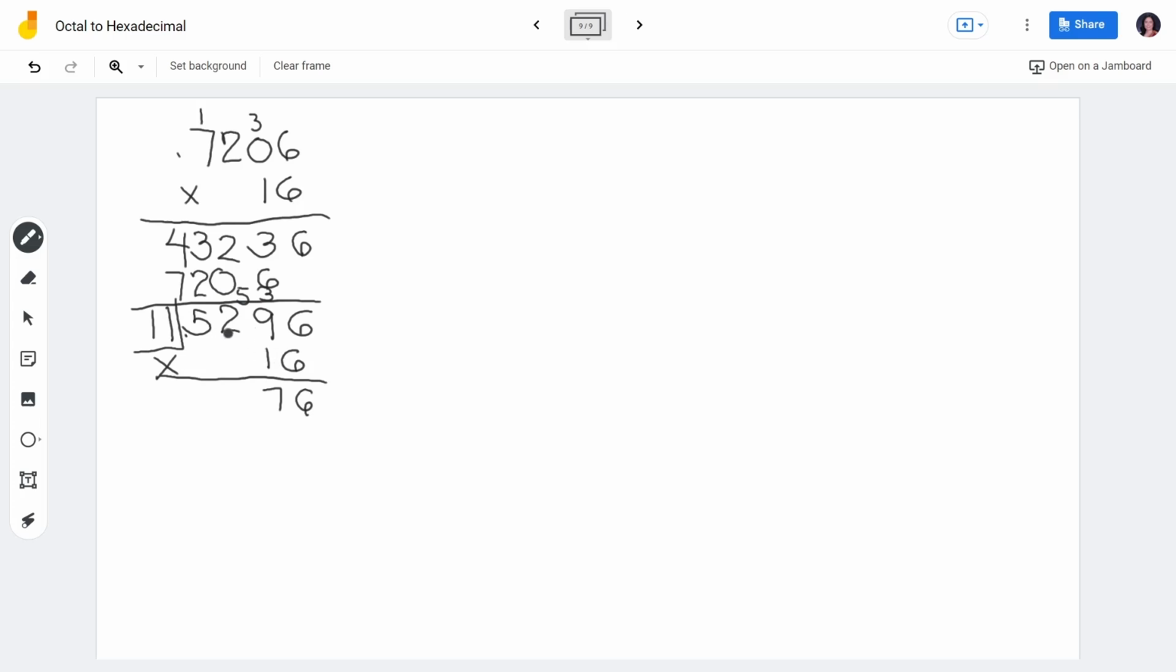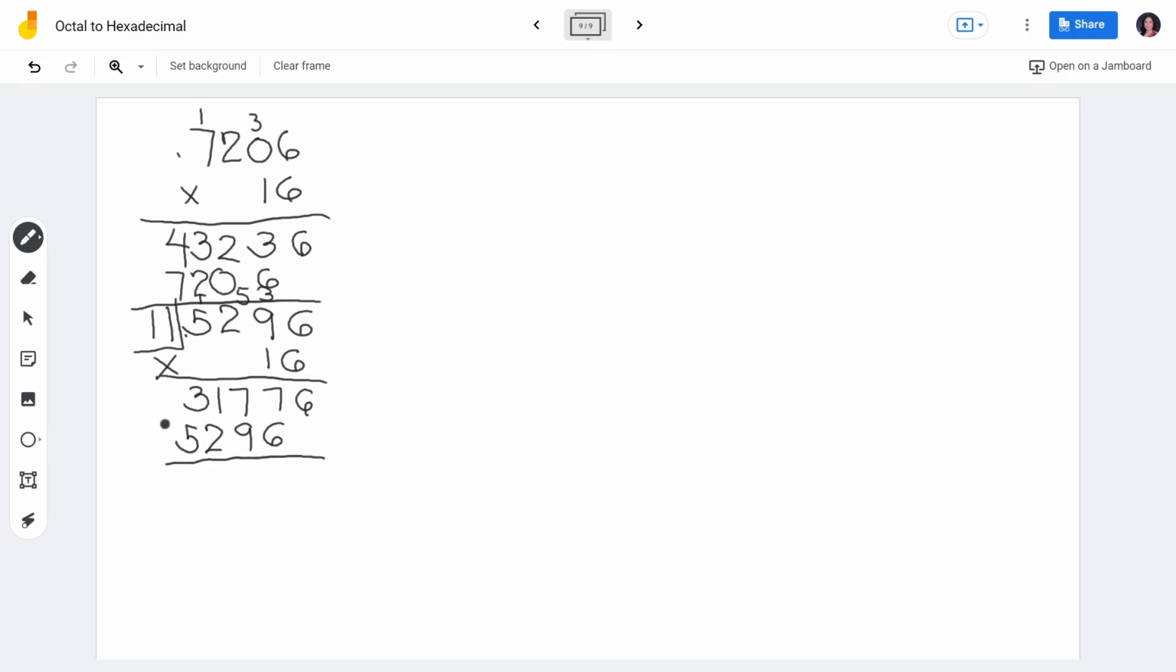Okay. 6 times 2 is 12 plus 5, 17. Then 5 times 6 is equal to 30 plus 1, we have 31. And then we have 1 times 6 is 6, 1 times 9 is 9, 1 times 2 is 2, and then 1 times 5 is 5.